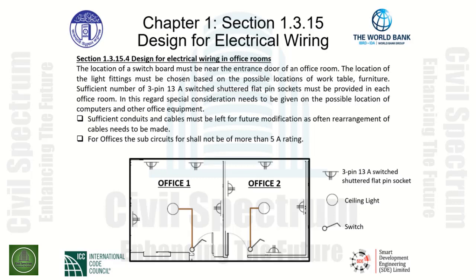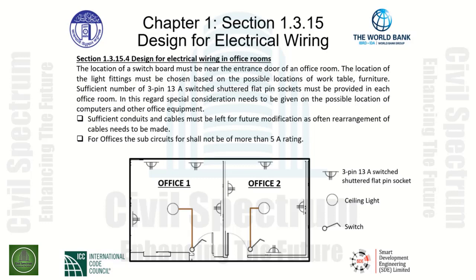Sufficient conduits and cables must be left for future modification, as often rearrangement of cables needs to be made. For offices, the subcircuits shall not be of more than 5-amp rating. Below is an office space for 2 offices. As designed, we have the switches near the entrance door of the office rooms. The switch controls a ceiling light in each of the offices indicated as Office 1 and Office 2 below.